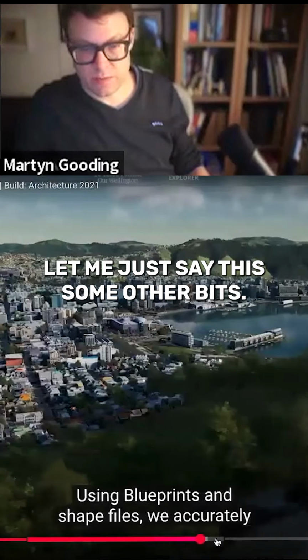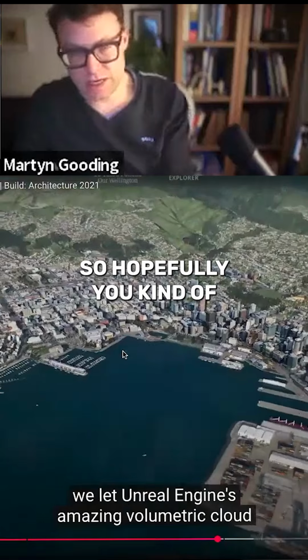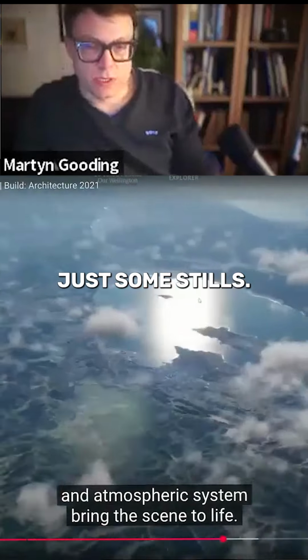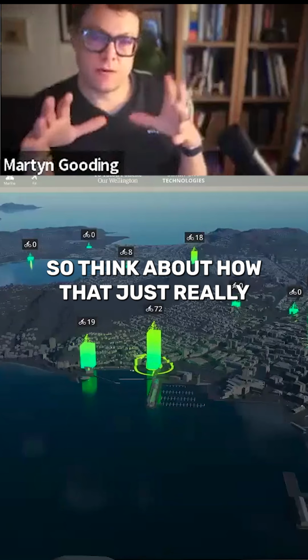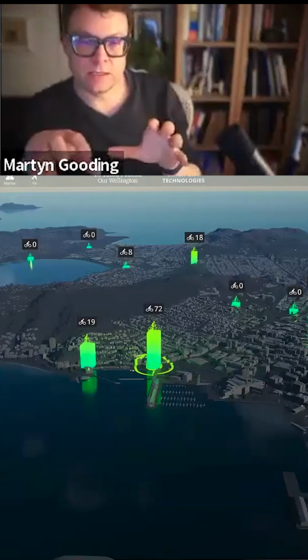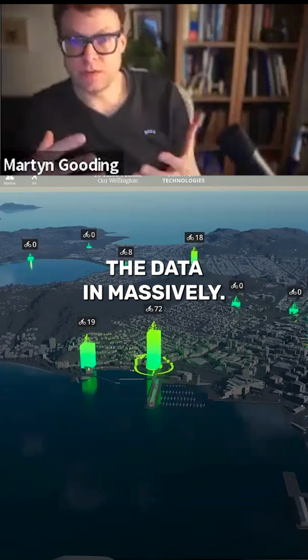Let me just see if there's some other bits. So hopefully you get the idea. I've got a few more grabs on the next slide, just some stills. So for example, there, right? So think about how that just really quickly helps you understand the data immersively.